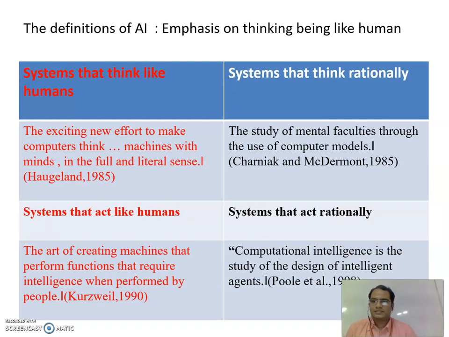In the same way, when you look at the left-hand vertical column, we are looking at systems that think like humans, systems that act like humans. So these two definitions emphasize thinking and acting like humans. The earlier ones were about being rational, and this part is about being like humans. So these are the definitions of artificial intelligence.